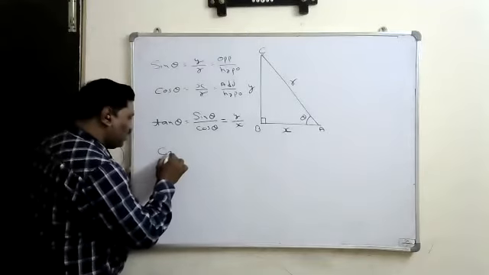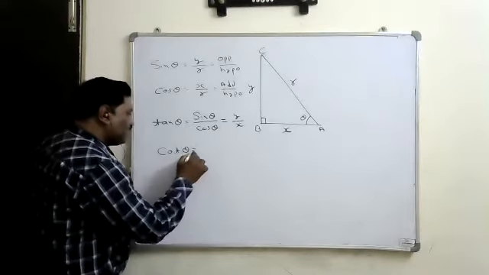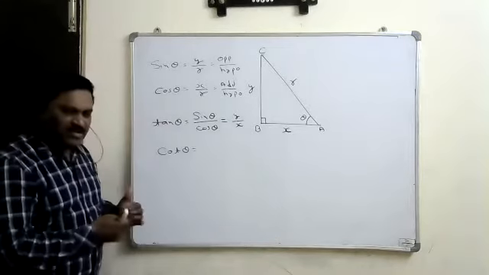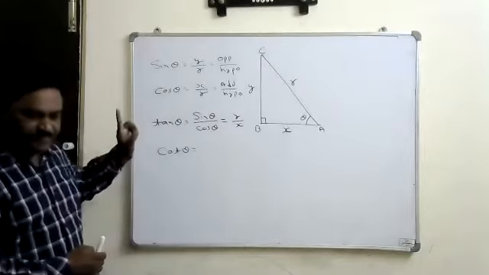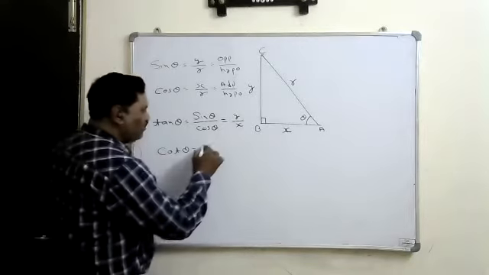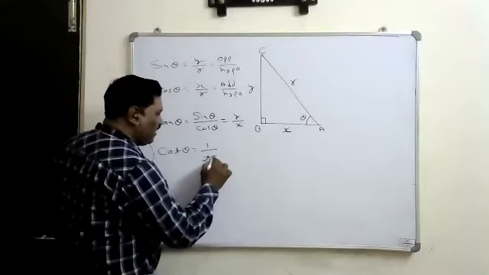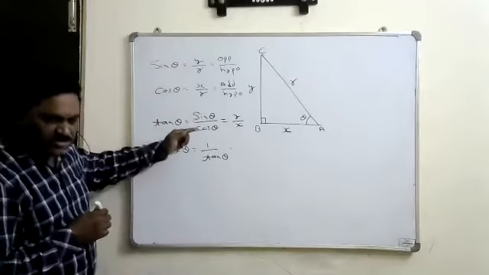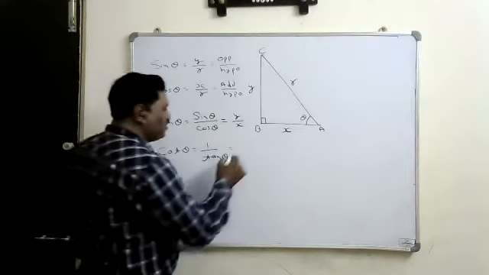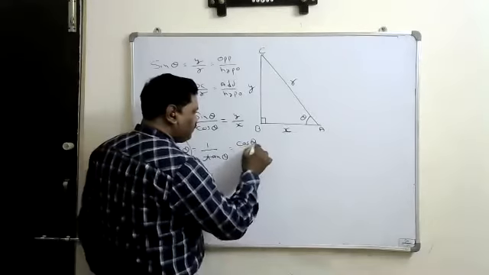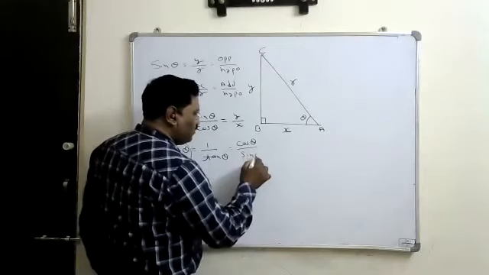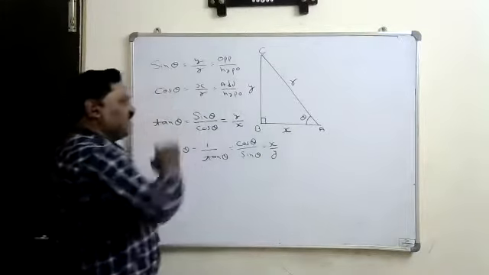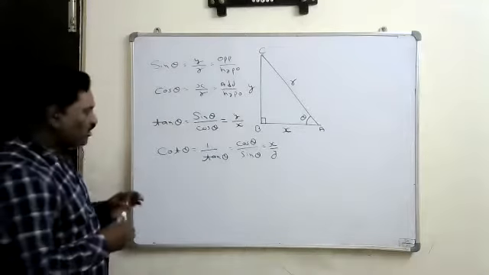Similarly, cot theta is defined as the reciprocal of tan, because these are the three basic functions and the remaining three are the reciprocals of these. So cot theta is the reciprocal of tan, that is 1 by tan theta. Tan theta means sin theta by cos theta, so its reciprocal is cos theta by sin theta, that is x by y, adjacent side upon opposite side. This is the definition for cot theta.